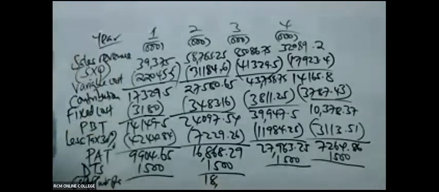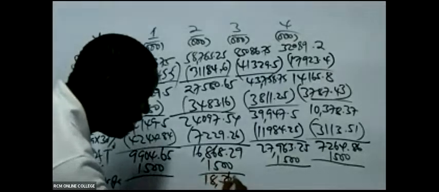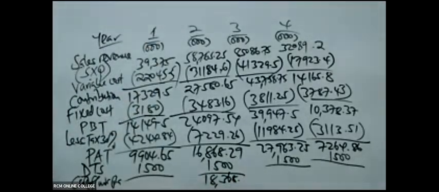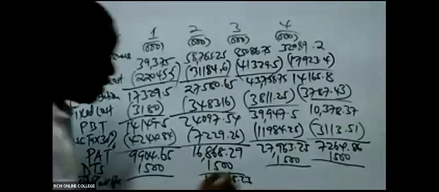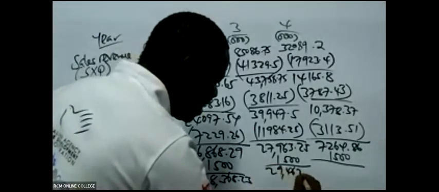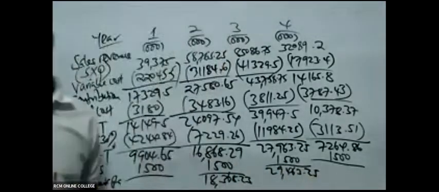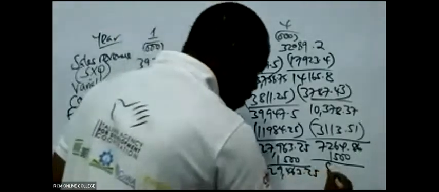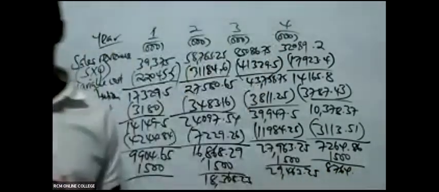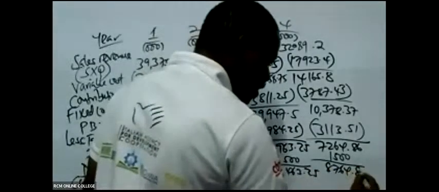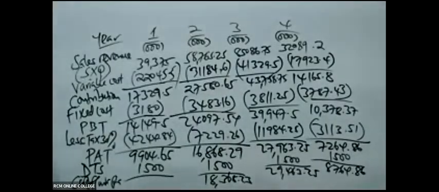Year two is 18,368.23. Year 3 is 29,463.25. Year 4 is 8764.86. Then year 1, it has skipped me.